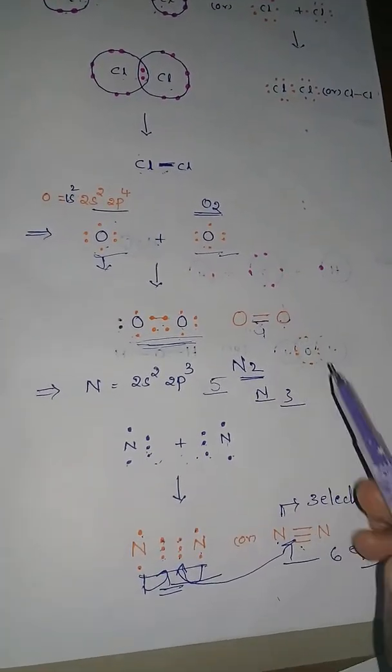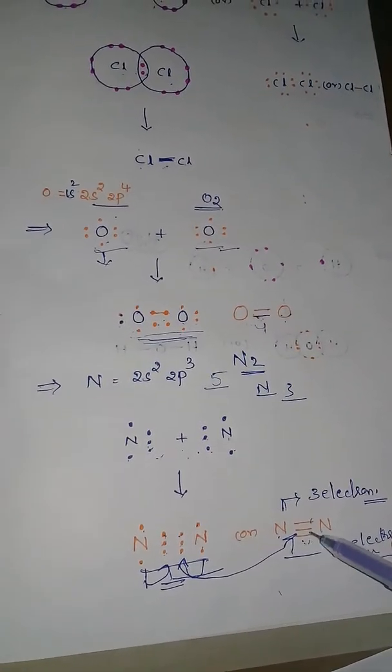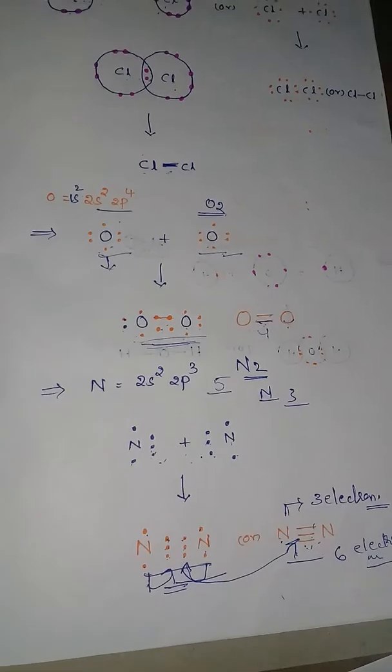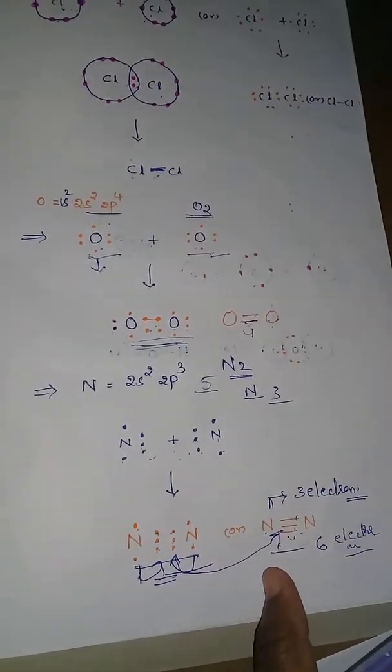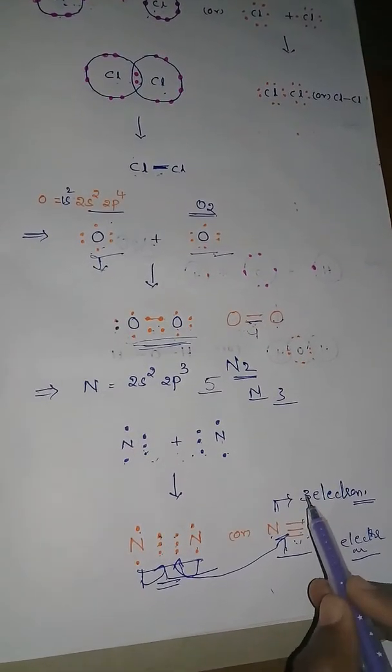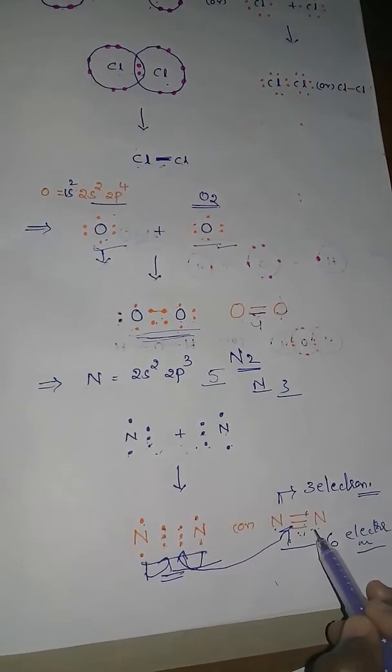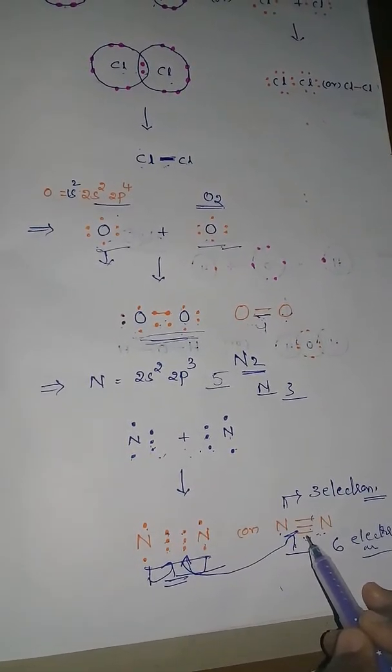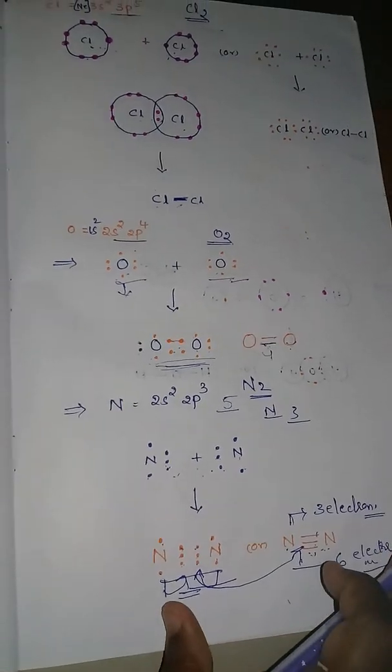So the N2 molecule has 3 covalent bonds between 2 atoms. Each nitrogen shares 3 electrons, and between these 2 nitrogens 6 electrons are shared, which means 3 electron pairs.